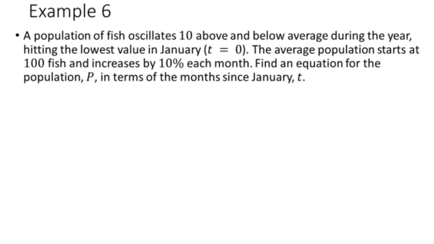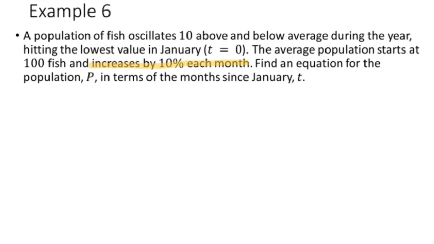In example 6, we're still going to work with a population of fish that oscillates 10 above or below the average during the year, hitting the lowest value in January where T will equal 0. The average population starts at 100 fish like before, but this time it increases by 10% each month. We're going to find the equation for the population P in terms of the months since January T.